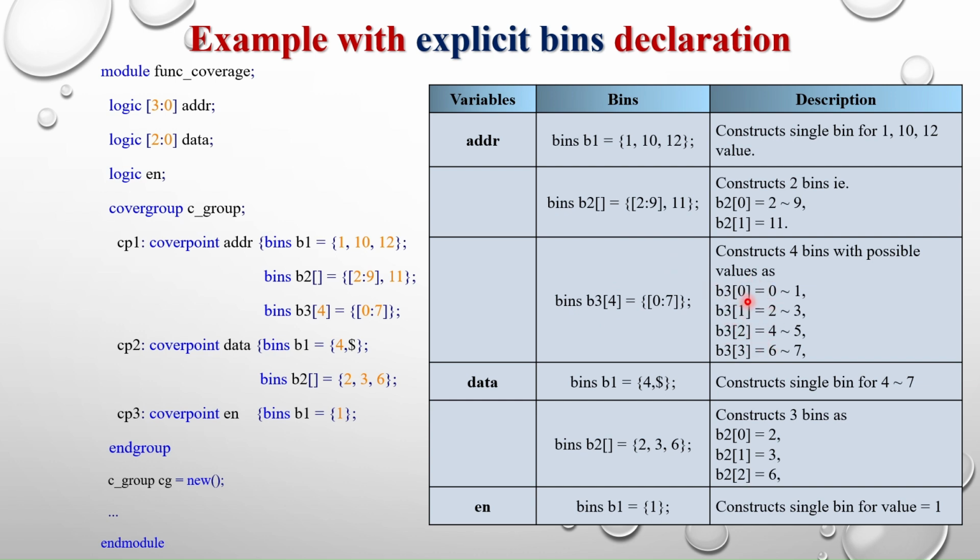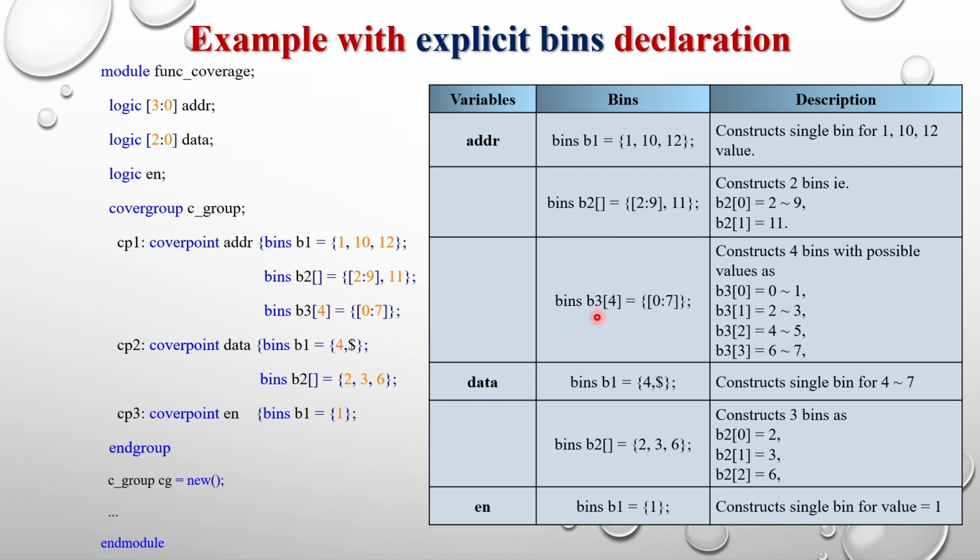And how will the elements be allocated to each bin? This is the range, right? 0 down to 7 means 8 elements. So the elements will be equally divided among the bins. Since I have 4 bins and 8 elements, each bin will get two values. B3 of 0 will get 0 to 1, B3 of 1 will get 2 to 3, the next bin will get 4 to 5, and the last bin will get 6 to 7. So two values will be allocated to each bin. If you give 0 or 1 to the address, then B3 of 0 will be counted as a hit in the coverage.